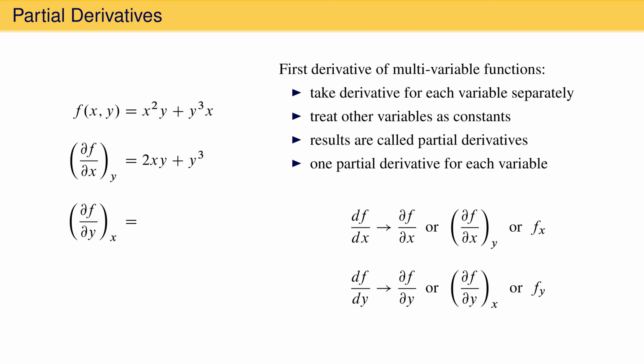The partial derivative of f with respect to y while holding x constant is found in a similar manner. The derivative of the first term with respect to y, treating x as a constant, is x squared, because the derivative of y to the first power is 1, and because x squared is treated as a constant. We add to this the derivative of the second term with respect to y, holding x constant, which is 3y squared x, because the derivative of y cubed is 3y squared, and because x is a constant. These are the partial derivatives of the function f.